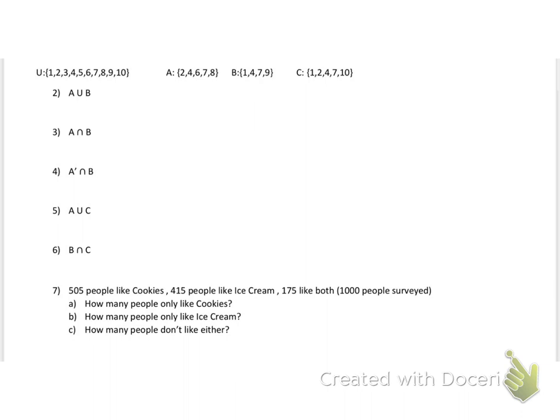Five, the union of A and C. We're combining them, so that'll be 1, 2, 4, 6, 7, 8, and 10. Then we have the intersection of B and C. So what's in common between B and C? That's 1 and 4 and 7.